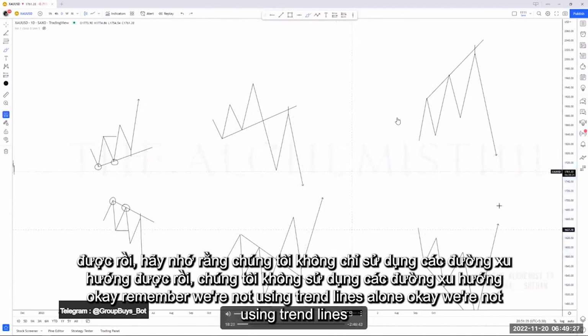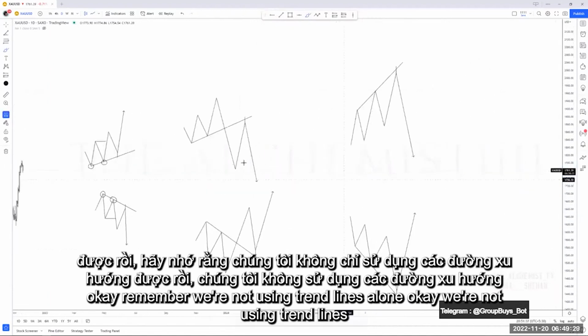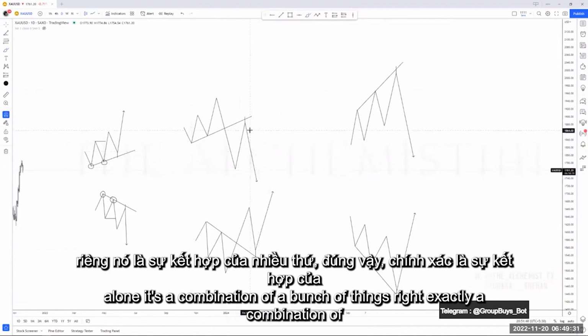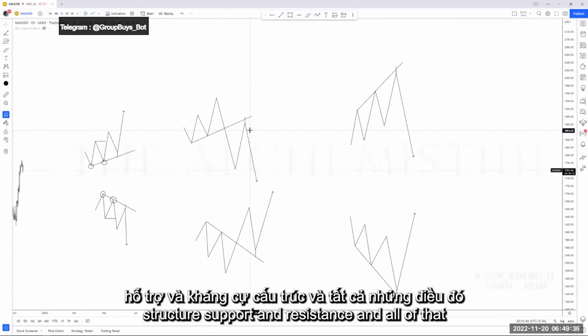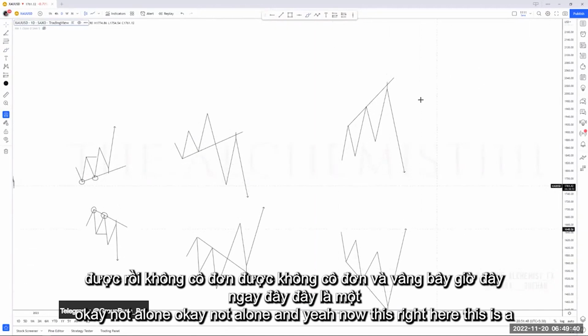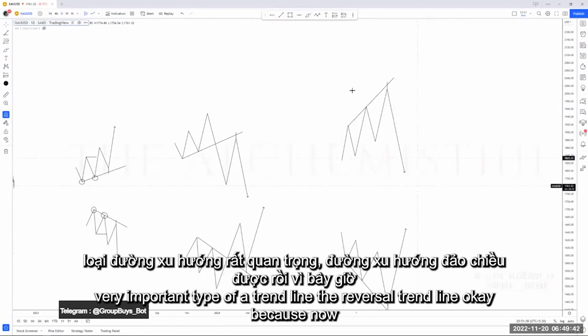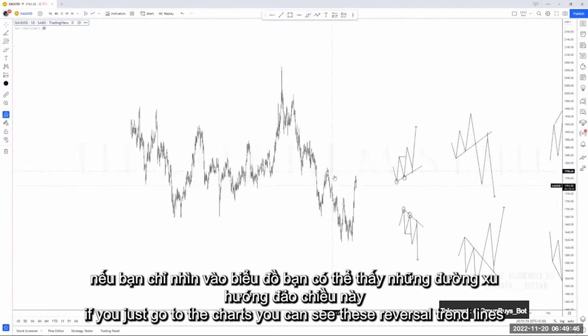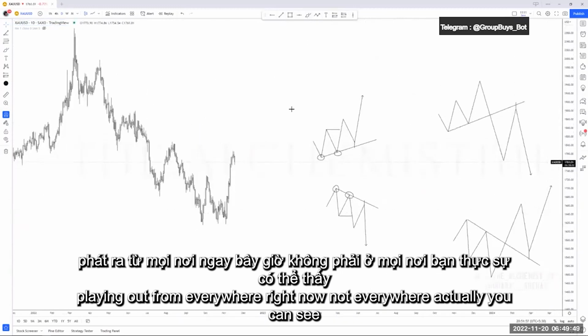Remember, we're not using trend lines alone. It's a combination of a bunch of things: structure, support and resistance, and all of that. Not alone. And now this right here is a very important type of trend line, the reversal trend line. If you just go to the charts, you can see these reversal trend lines playing out everywhere.